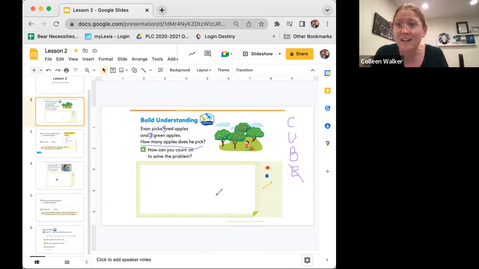Now let's box keywords. Evan picks 9 red apples and 3 green apples. Well, 9 red and 3 green. That and is giving me a clue that I'm going to have to put these together and try to figure out the total. So let's put a box around it. How many apples does he pick?